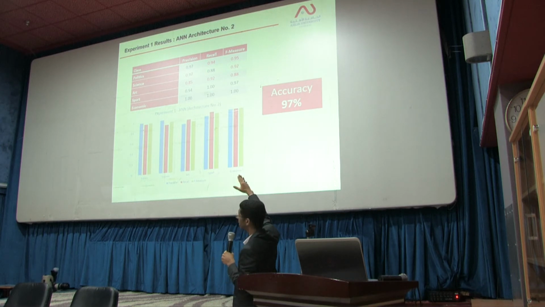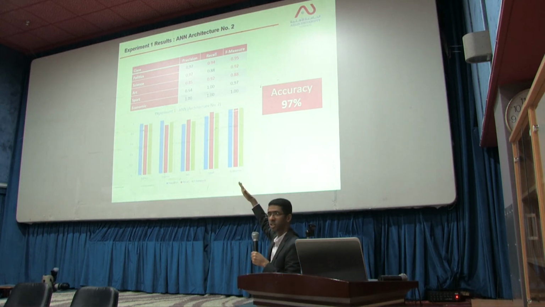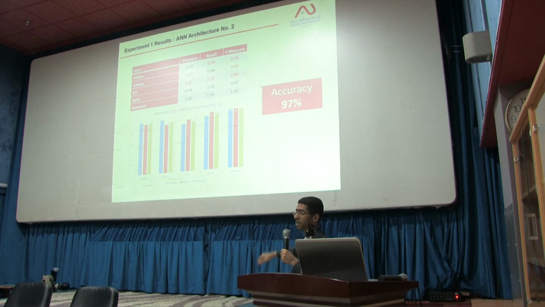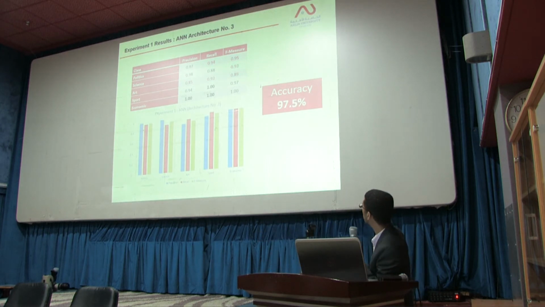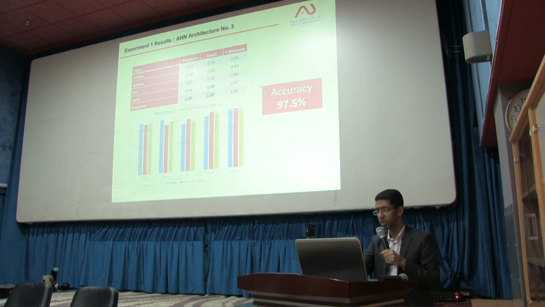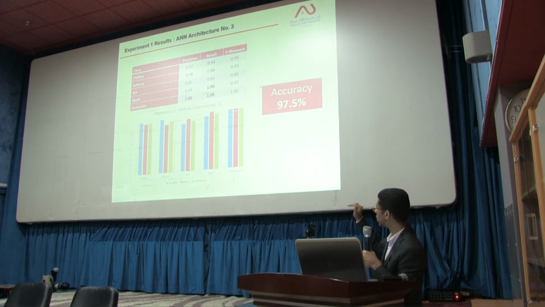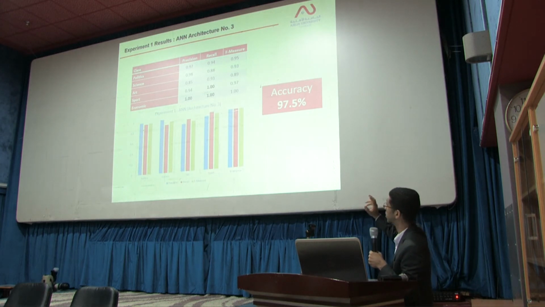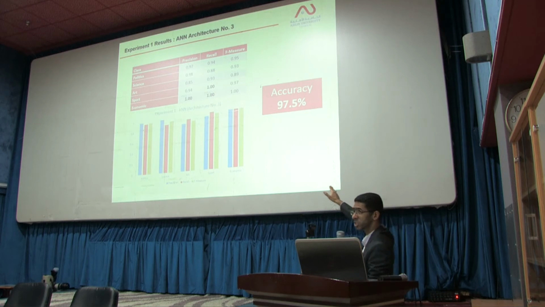Here, if you see the red numbers, in the second architecture it was less than the previous one. The third architecture improved significantly, so I get an accuracy of 97.5%. For the classification here, all the classes have got very good performance in terms of accuracy and measurements. And it's distributed for each category, which means that this architecture is the best.